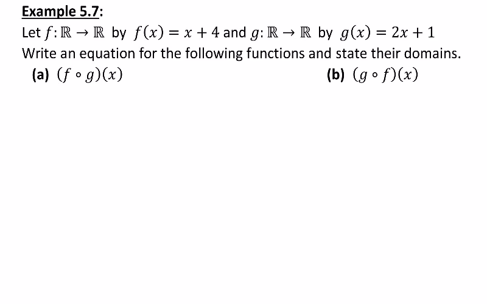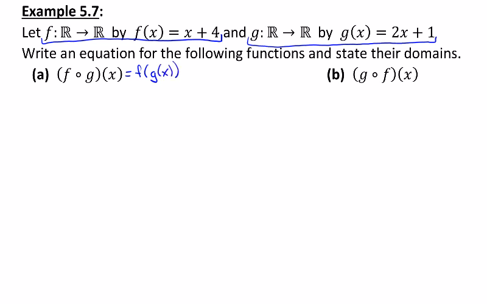Example 5.7 is going to give us the same two functions that we had in example 5.6. We have f given by f of x equals x plus 4, and g given by g of x equals 2x plus 1. So same two functions, but now I want us to write an equation for the following functions and then state the domains. So f composed with g of x is to be interpreted as f of g of x.